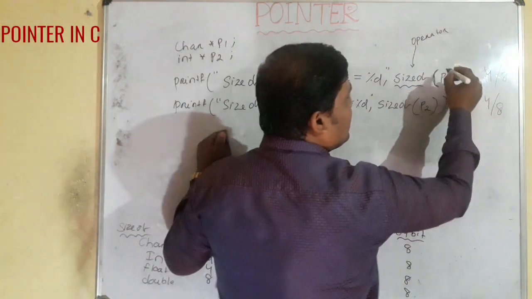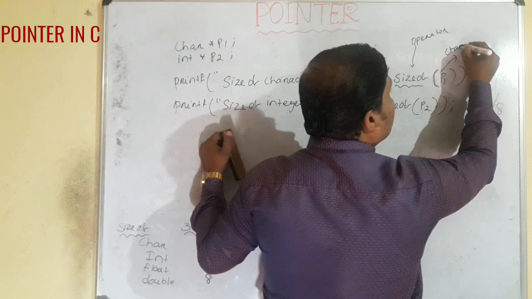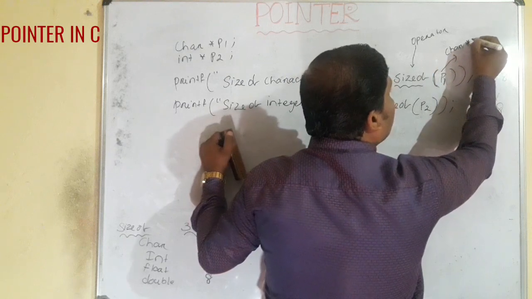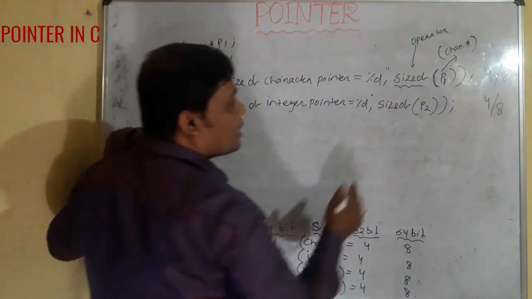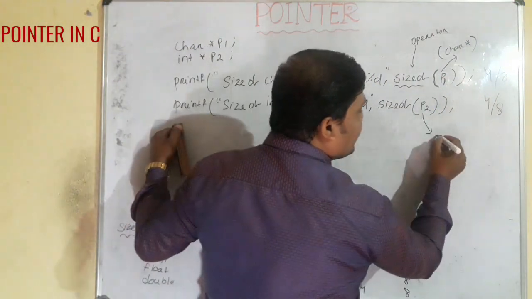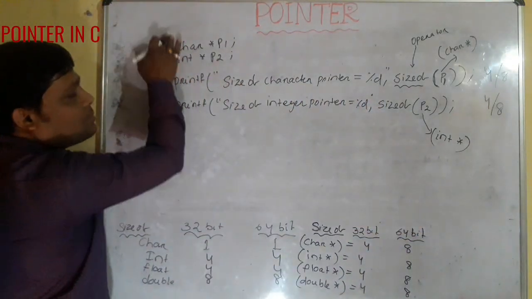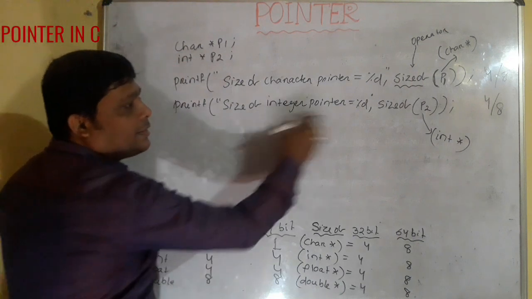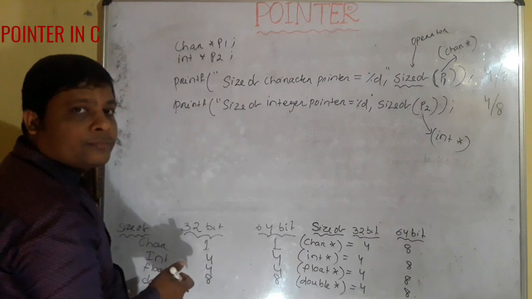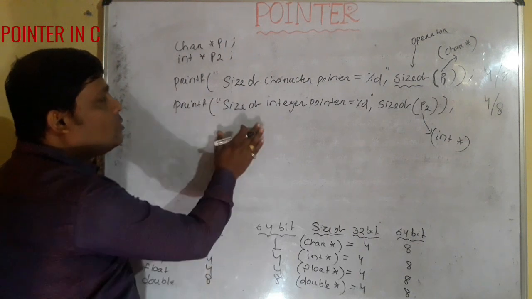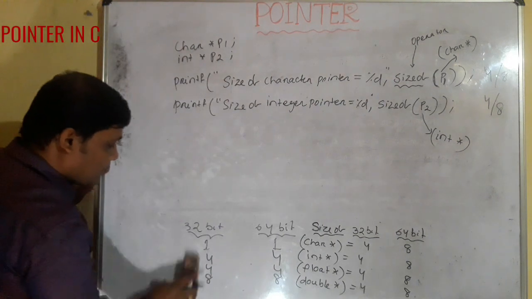Otherwise, instead of writing P1, you may write here character star. Instead of writing P2, directly you can write integer star. Then there is no need to take these variables. You can directly find out the size of different types of pointers. Clear? So in this way you can find the size of a pointer. This is very important.